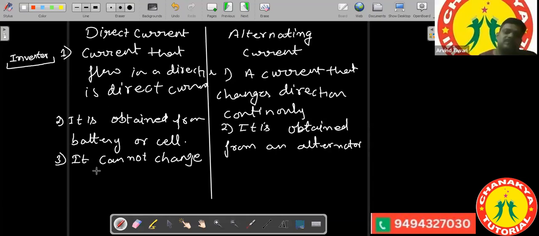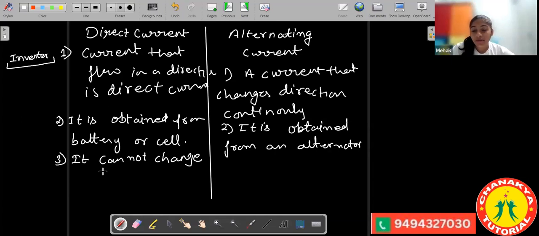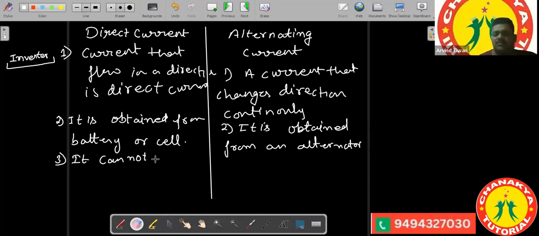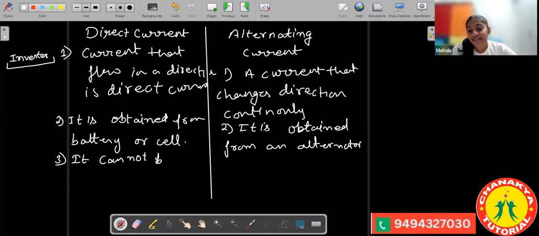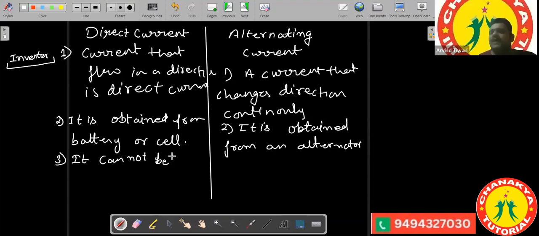The fans which are in our house, are those alternating current? Yes, the fans in our house are alternating current. Everything at our home is running on alternating current, but your mobile phone is running on DC current. It has a battery in it.